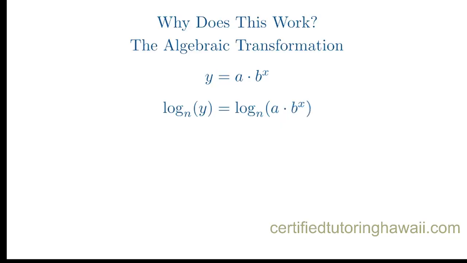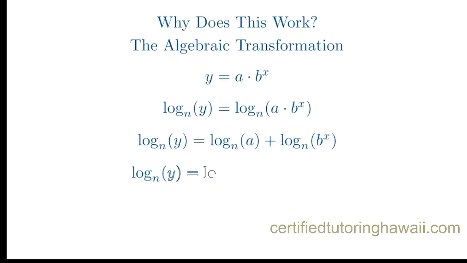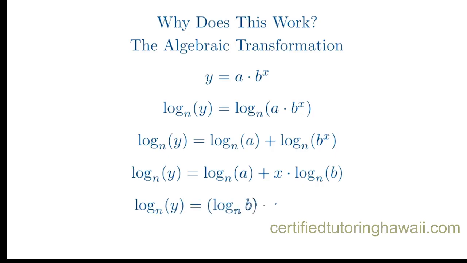Let's use base n. Using the logarithm property that the log of a product is the sum of the logs, we can separate the right side into two terms: log base n of a plus log base n of b to the x. Now, we can use another logarithm property, the log of a power. This allows us to bring the exponent x down as a multiplier, so we get log base n of a plus x times log base n of b. Let's rearrange this to look more familiar. We can write it as log base n of y equals log base n of b times x plus log base n of a.